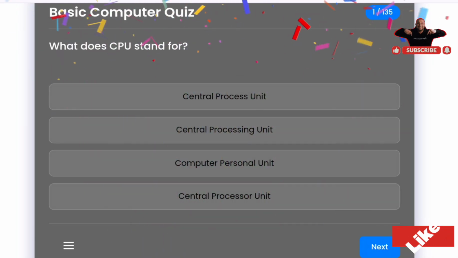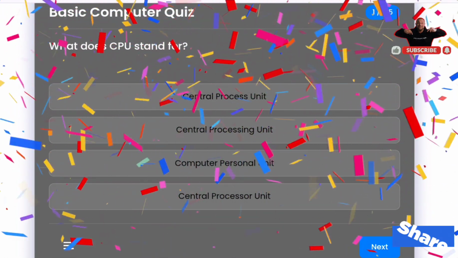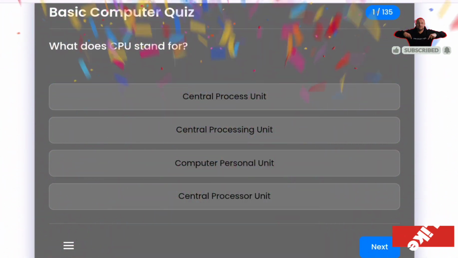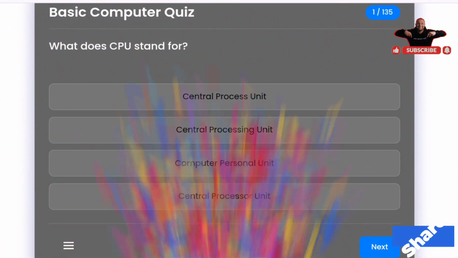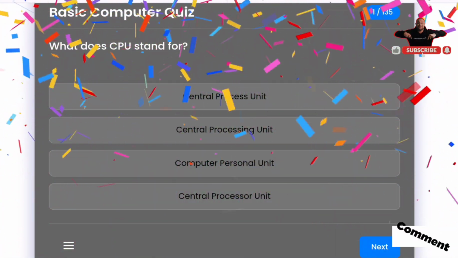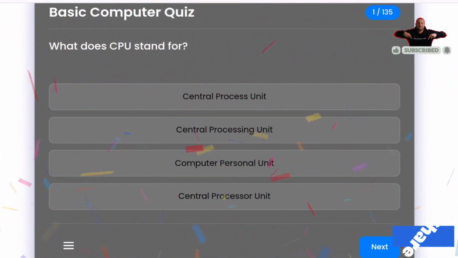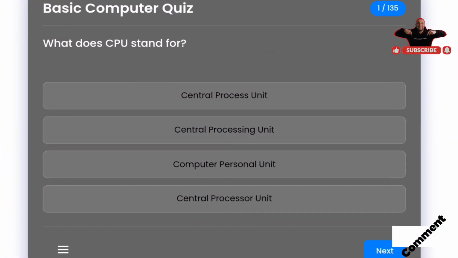Let's discuss the top 135 MCQ questions that will help you prepare for most examinations. Let's start the question pattern. First question is, what does CPU stand for?